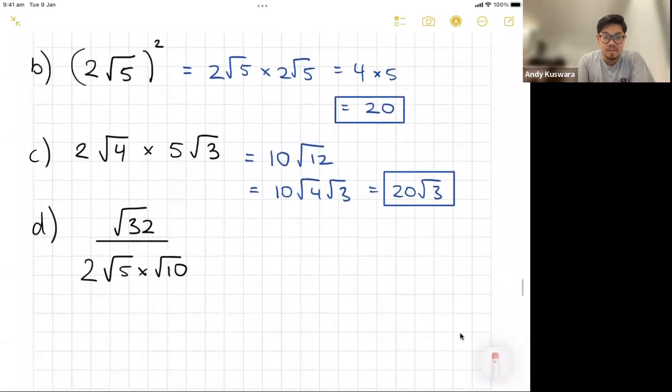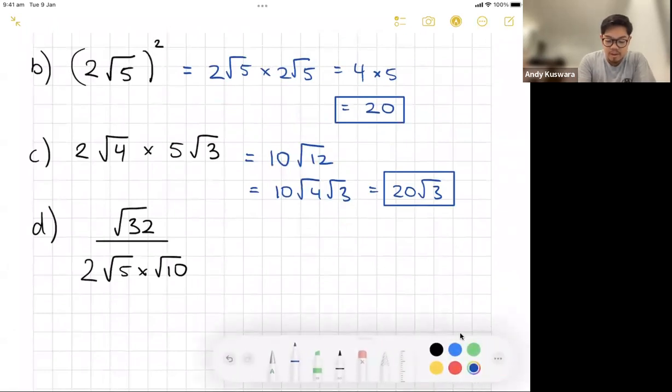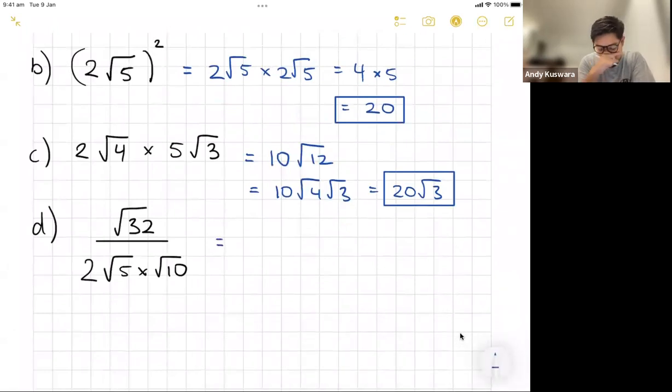Okay, now if I have something like this, root 32 on 2 root 5 times root 10, my goal here is to simplify everything as much as possible. So I can see the top will be root 16 root 2, because that's a nice square number there. And on the bottom, I'm just going to simplify this first. 2 root 5 times root 10, numbers with numbers, so it's just 2. But then root 5 times root 10 will be root 50.